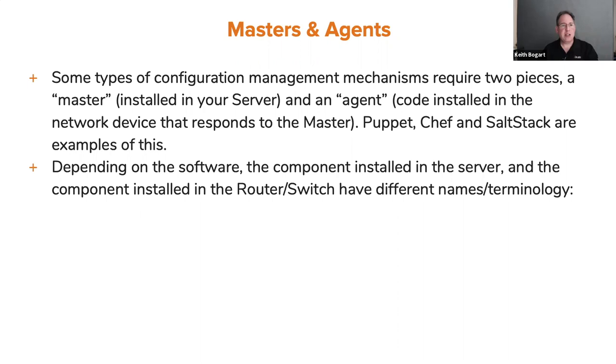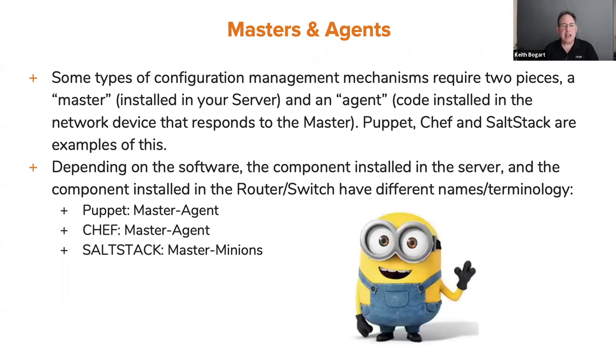Now at the CCNA level, they're going to want you to know that of these configuration tools that do rely on masters and agents, there's some difference in terminology. That's really what a lot of the network automation comes down to in the CCNA: knowing what the terminology is. So for Puppet, it's master and agent. Chef, hey, guess what? Master and agent. The one that's different is SaltStack. SaltStack uses a master and minions. That's just a memorization term. Just know that master and minions is with SaltStack. Puppet and Chef are master and agent.